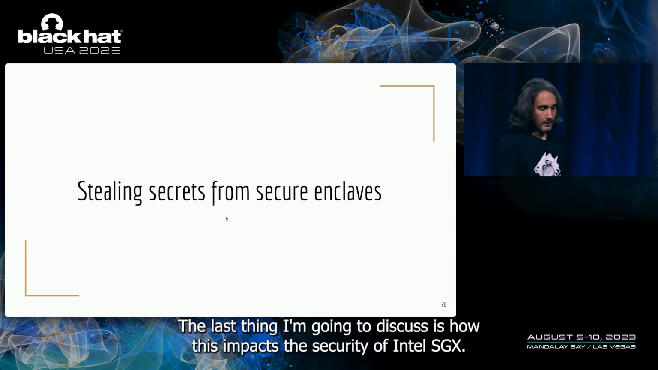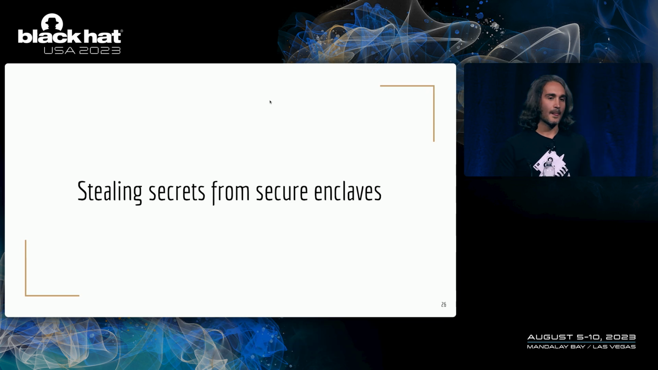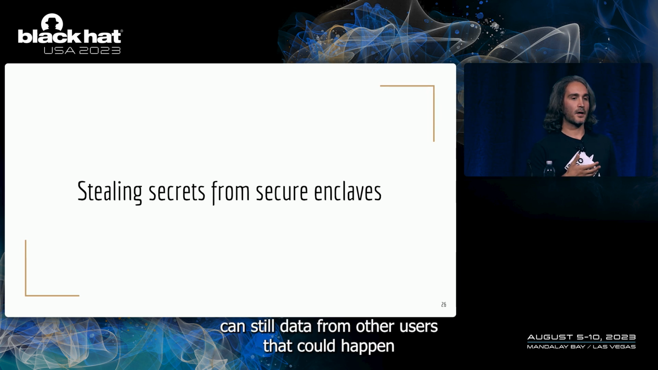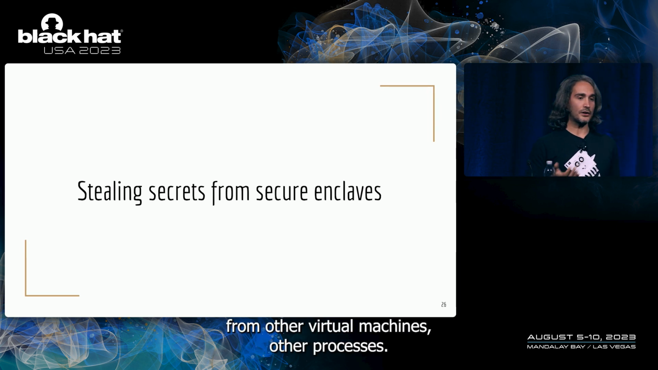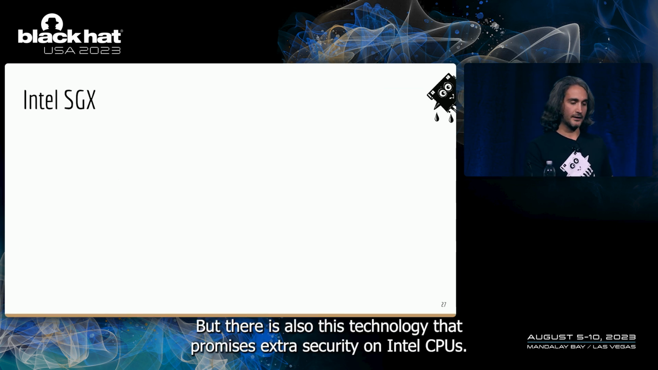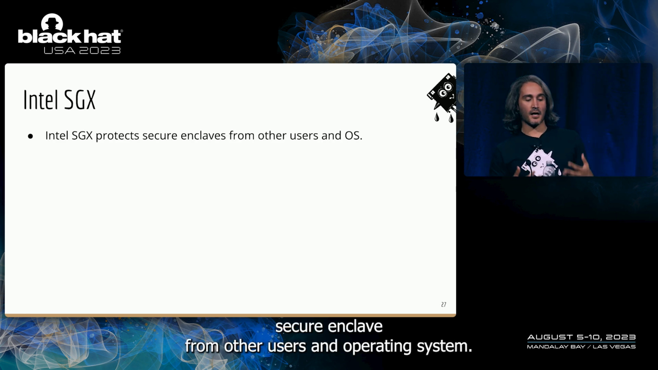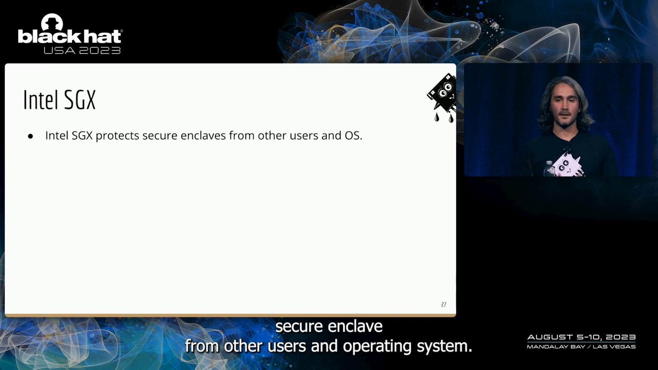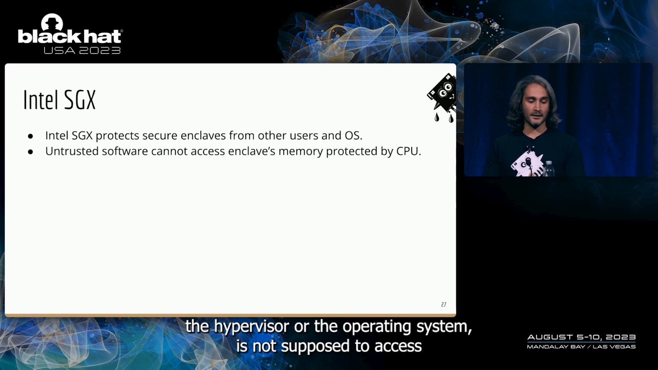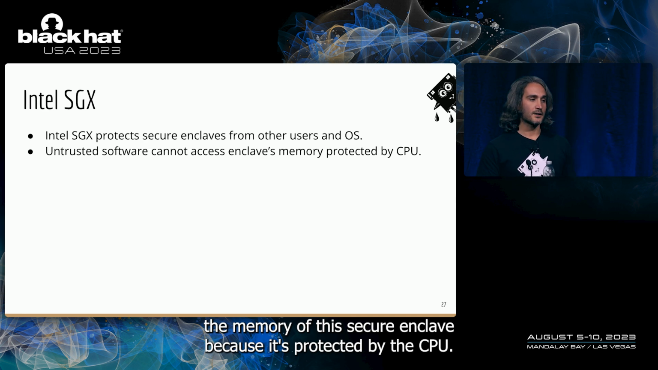All right. The last thing I'm going to discuss is how this impacts the security of Intel SGX. So far, I've demonstrated that this attack can steal data from other users, which could happen from other virtual machines or other processes. But there is also a technology that promises extra security on Intel CPUs. Intel SGX is supposed to protect secure enclaves from other users and the operating system. So any untrusted software that runs on your computer, whether it's the hypervisor or the operating system, is not supposed to access the memory of this secure enclave, because it's protected by the CPU.